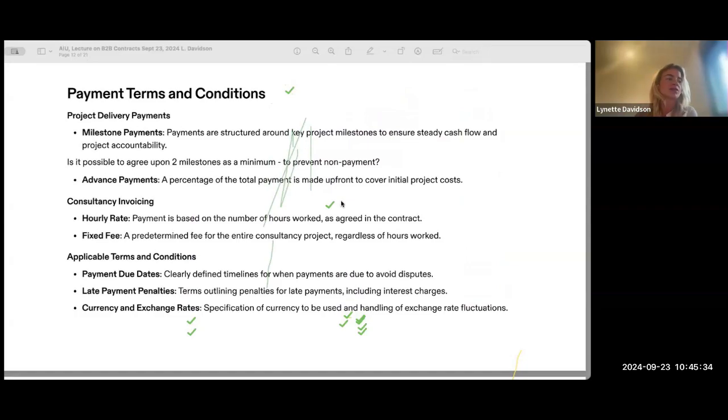So if we think about payment terms and conditions in an agreement, I think you might want to protect yourself or the company from non-payment in the end. So there are different ways. These are just a few examples only we can think of. So the first one is, if we have project delivery payments, we can think about milestone payments. And why do we think of milestone payments? Because these type of payments are structured around key project milestones to ensure a cash flow and project accountability.